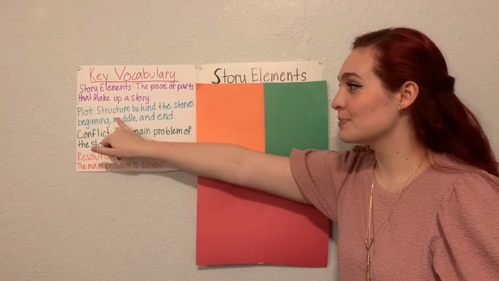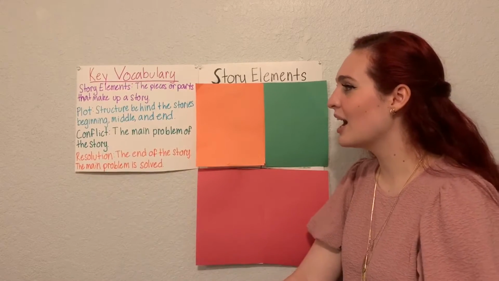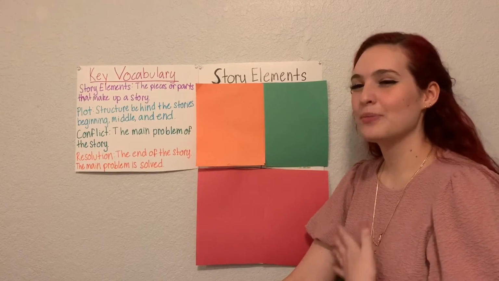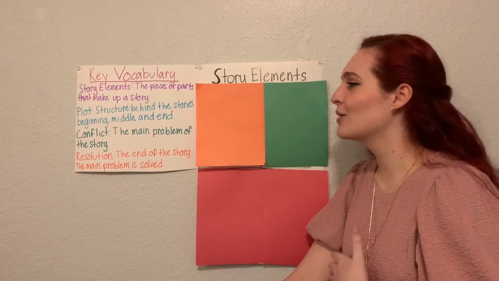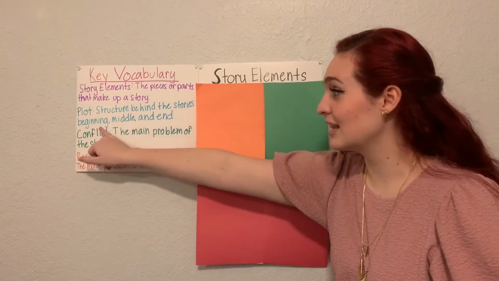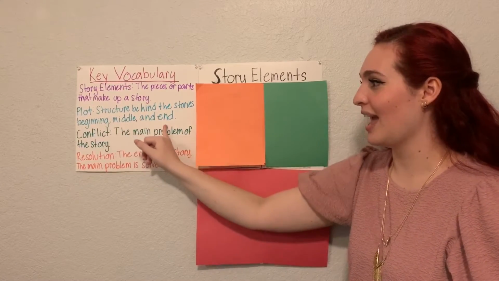Our next word is plot. This is the structure behind the story's beginning, middle, and end. This is what helps us want to keep reading and want us to find out what's going on as it leads us through the beginning, middle, and end.